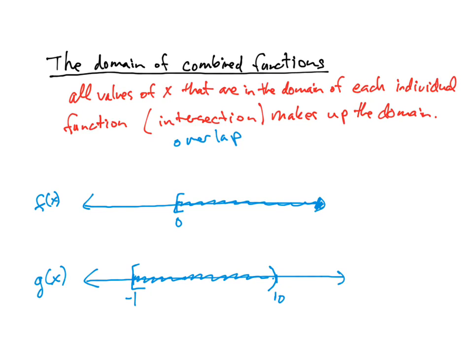If we were to combine these, we'd want to think of the domain of the overlap. The domain of the overlap is going to be from 0 to 10. We're going to include 0 because 0 is in the domain of each, but we do not include 10 because 10 is not in the domain of g. So this is how we go about finding the domain. One way you can do it is to draw the graph for each function and see how these intersect. Let's check out some examples.